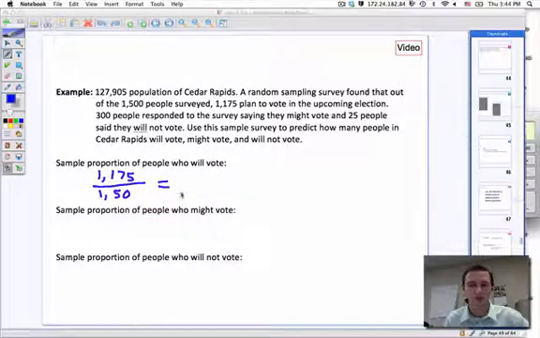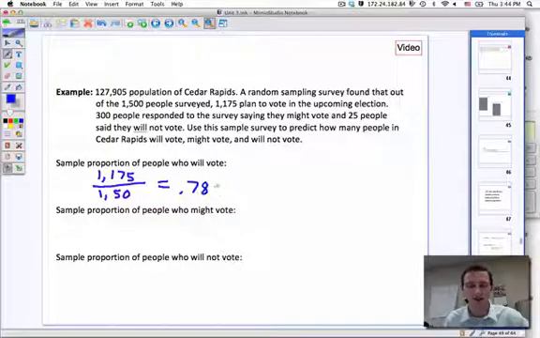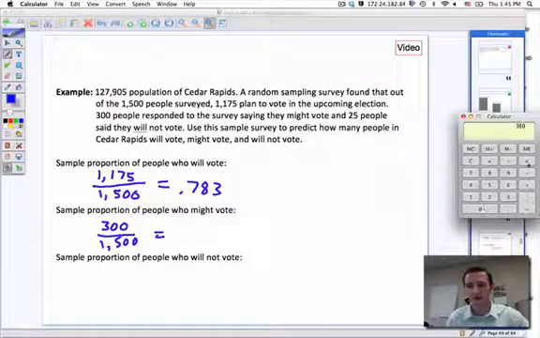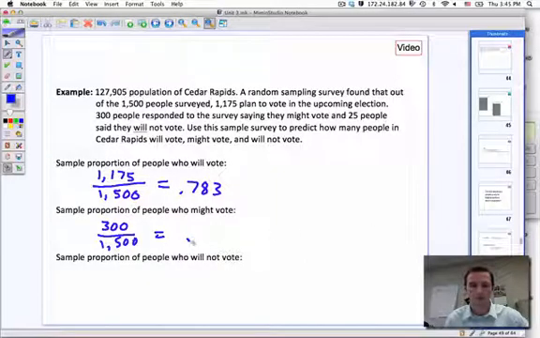This gives us a sample proportion of 0.783. I'll just round it like that. So there's our sample proportion of the people who will vote. Okay, we'll do a similar thing for the sample proportion of people who might vote. So 300 people responded that they might vote. So we need to do 300 divided by that 1,500. And we get 0.2 as our sample proportion of people who might vote.